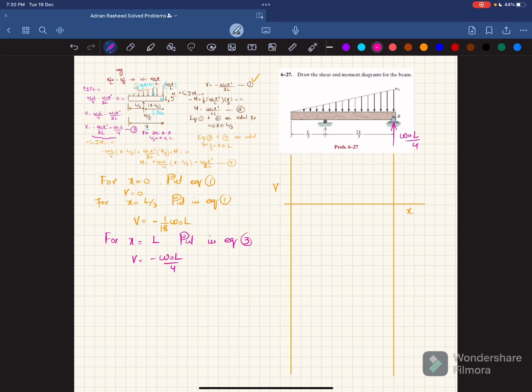So in between, let me plot it as well. At x equal to 0, we have the first point, this one. At x equal to L by 3, which is this one. Clear? So we have V equal to minus W naught L over 18.